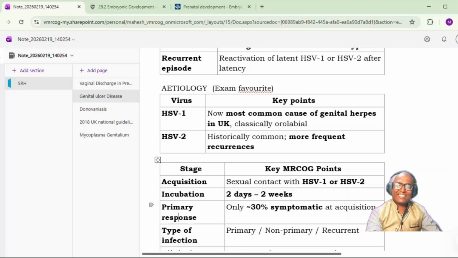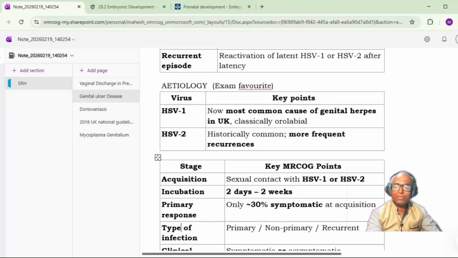HSV2 is the recurrence. Recurrences are known to occur. Acquisition is by sexual contact with either HSV1 or HSV2. Incubation period varies from 2 days to 2 weeks. Primary response is that only 30% will be symptomatic. So even if it is a primary infection, only 30% will be symptomatic.